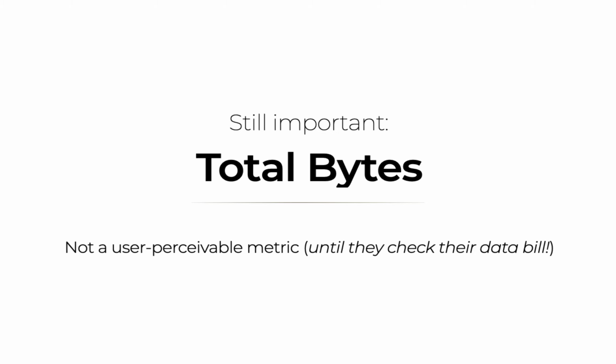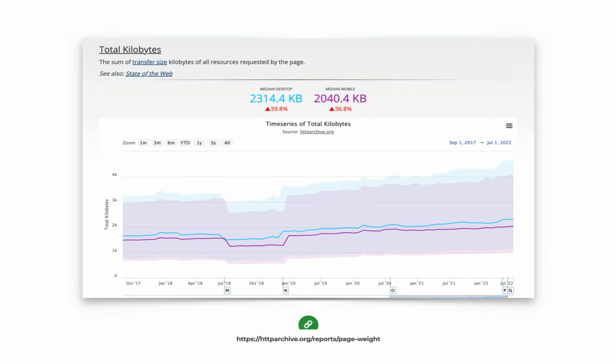And speaking of non-user perceivable metrics, the next metric, total bytes, marks the actual file size that comes along with that fully loaded metric. On mobile, the median page size for this metric is over 2 megabytes, so that adds up pretty quickly.